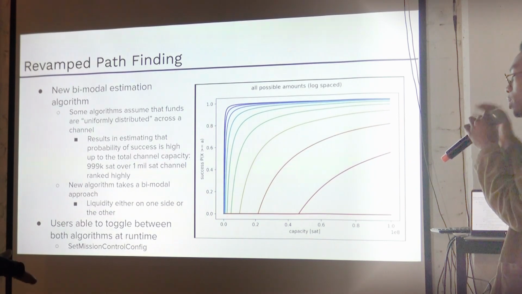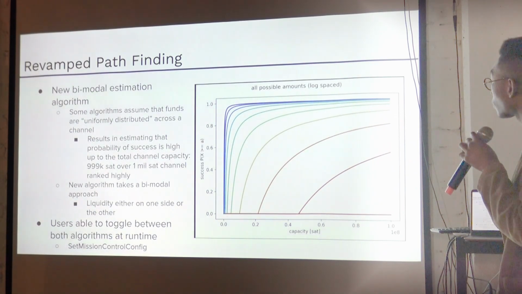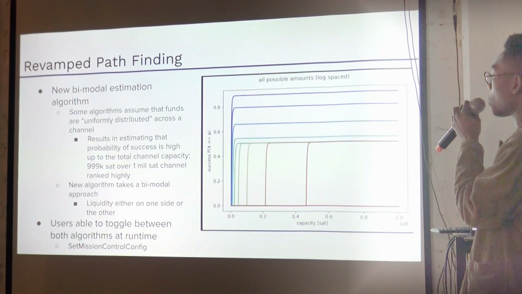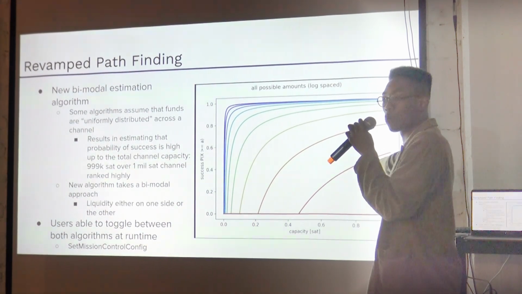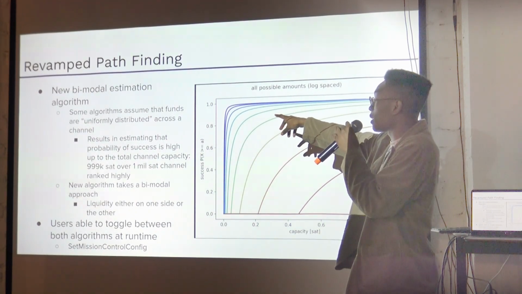We're experimenting. We have a bunch of things we're going to work on once this is done. The more purple colors are closer to uniform, right? So this one is the bimodal one. This one is the uniform one. Red basically means trying to send more funds over the channel, and blue is trying to send less funds.